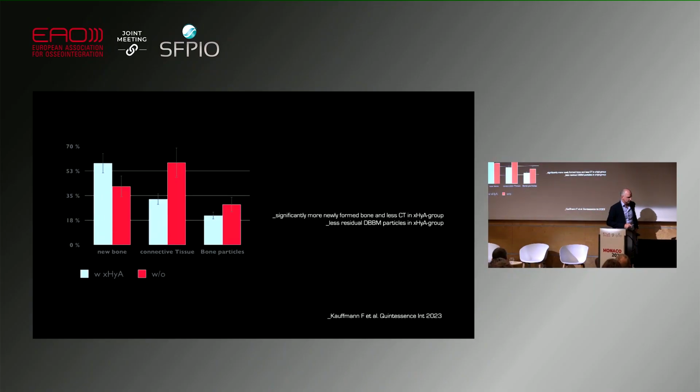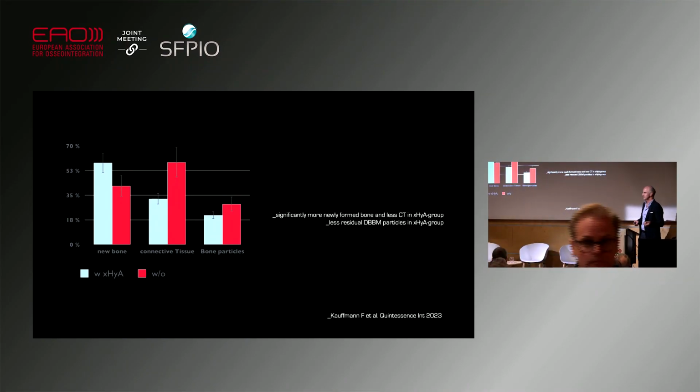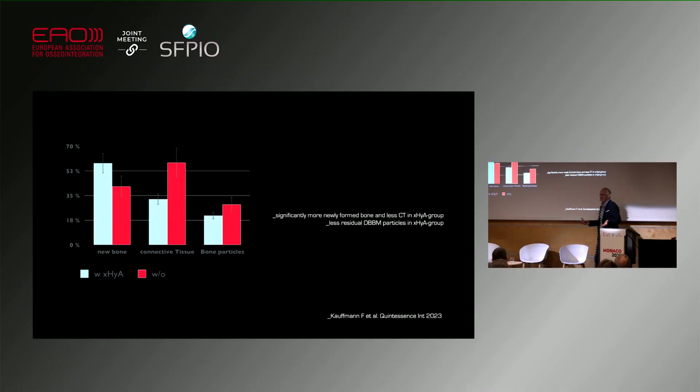And coming back to the histology, which is really, really interesting. In the beginning, I really didn't understand it because I thought, this can't be true. I did a lot of biopsies in the sinus with DBBM materials, and I always saw a certain amount of residual particles, always. And suddenly we see when we use hyaluronic acid, there's a smaller amount of residual particles, a smaller amount of connective tissue, but an increased amount of newly formed or mineralized bone.